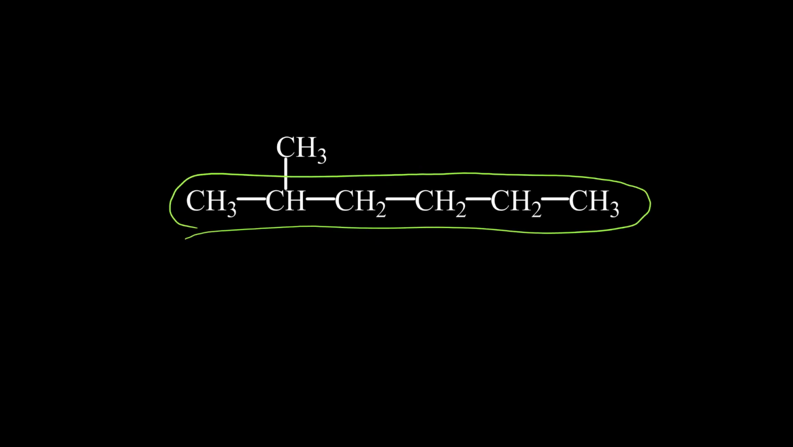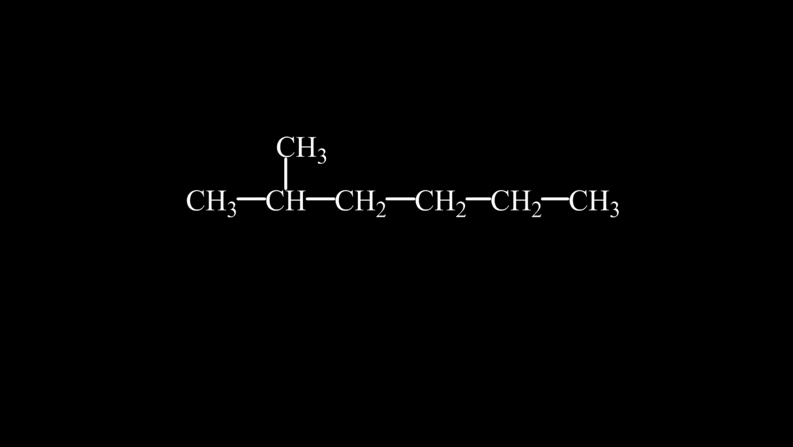I need to start numbering from the left side because from the left side we are closer to the branch or to our substituent. This is a general rule. In general, we would like to have the lower numbers in the name of alkanes, and we start at the side that is closer to the branches. Right now, we have a chain of 6 carbons, and on carbon 2, we have a CH3 group.